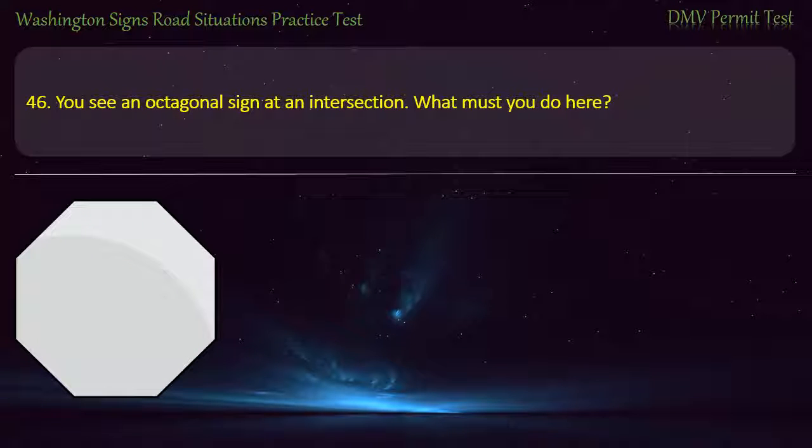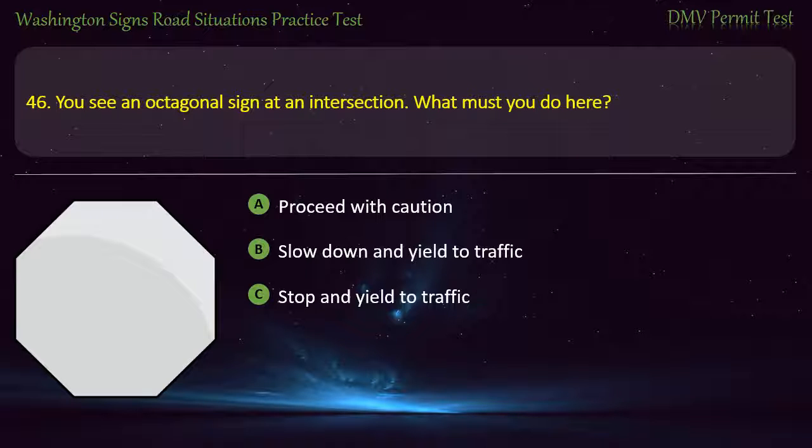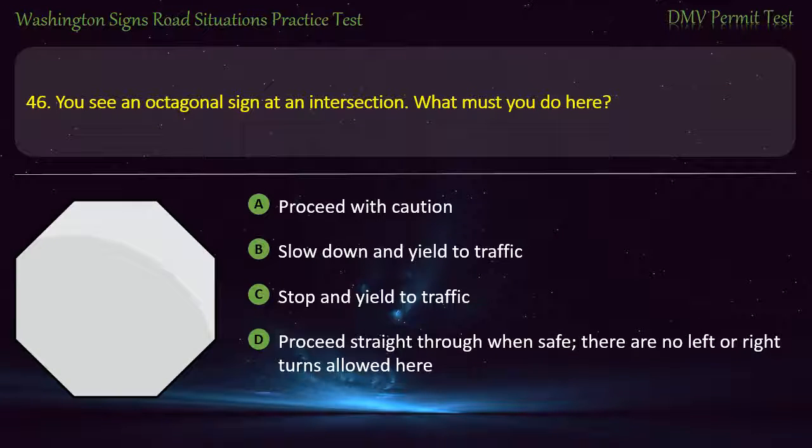Question 46. You see an octagonal sign at an intersection. What must you do here? Proceed with caution. Slow down and yield to traffic. Stop and yield to traffic. Proceed straight through when safe. There are no left or right turns allowed here. Answer. Stop and yield to traffic.